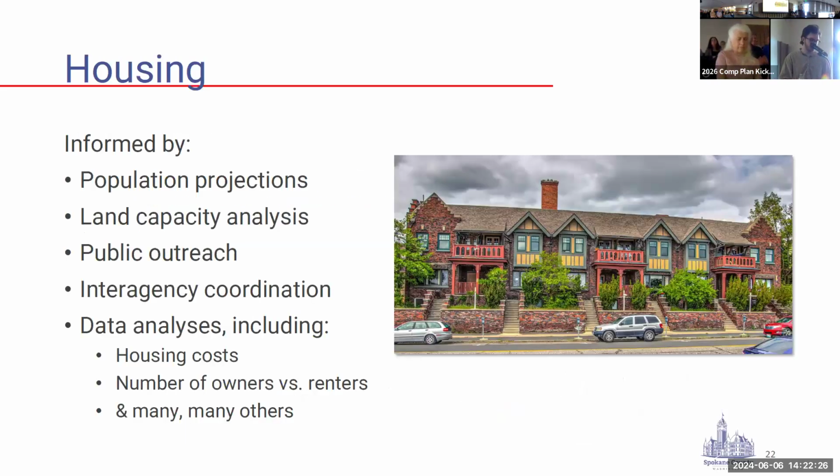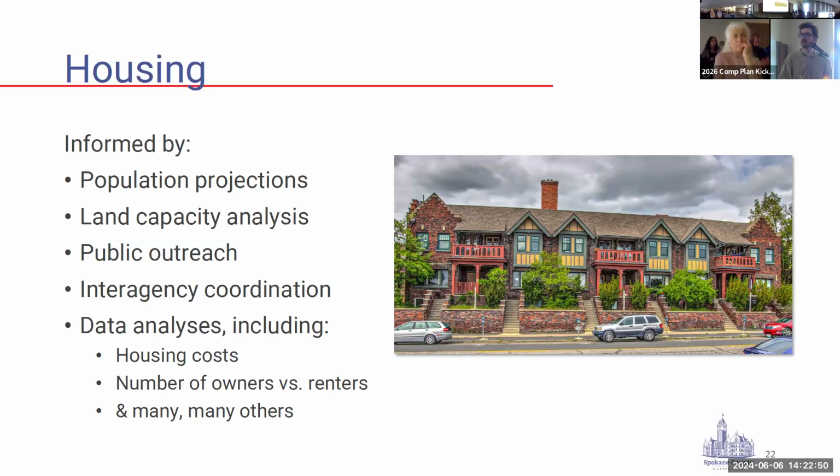And so to conclude, this is informed by a lot of things. The biggest one being that population projection. We're getting 100,000 new people in the next 20 years. We need to figure out a way to house all of them and make sure we can allow for enough housing to be developed. We're also doing a land capacity analysis. So we're looking at how much land capacity we have for housing.